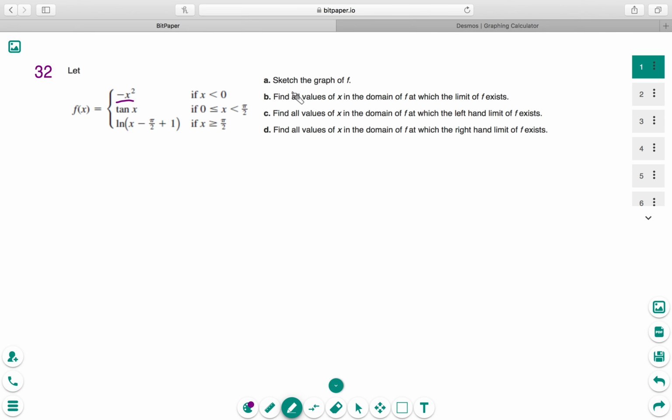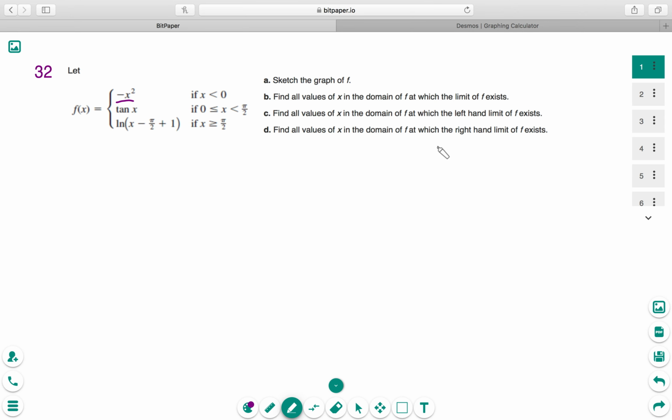And then here it says A, sketch the graph of f. B, find all values of x in the domain of f at which the limit of f exists. C, find all values of x in the domain of f at which the left-hand limit of f exists. And D, find all the values of x in the domain of f at which the right-hand limit of f exists. So these three are basically asking for the limit, the whole limit first of all, and then finding which values of x the limit exists for, and then the left-hand side and the right-hand side.